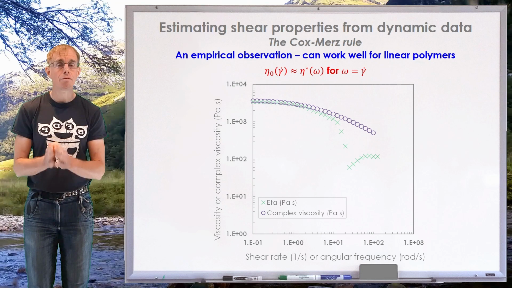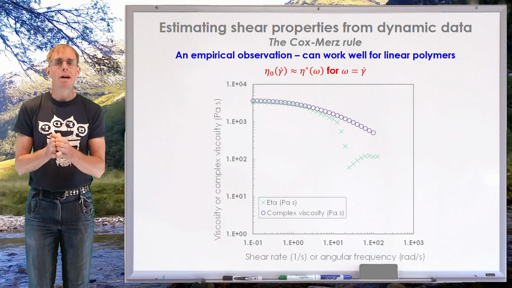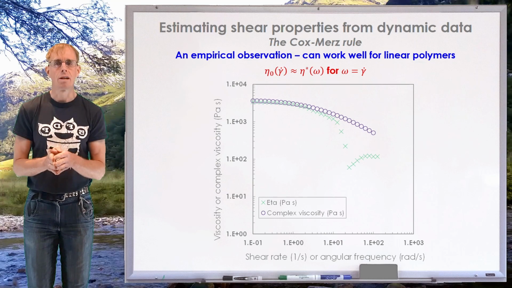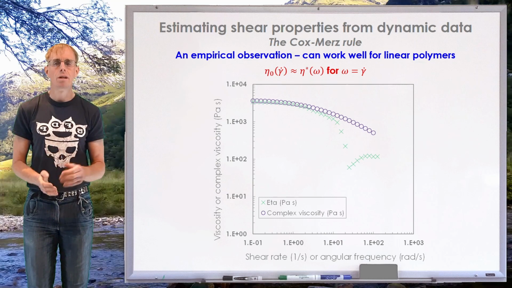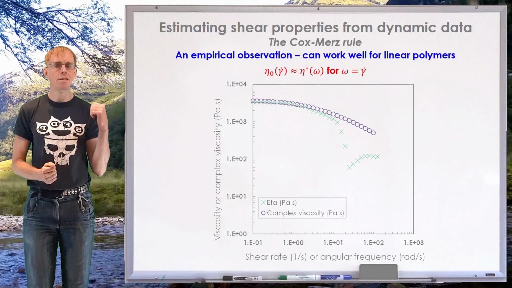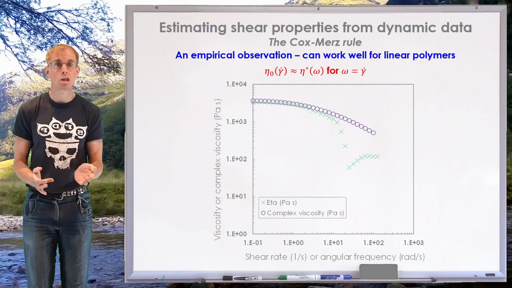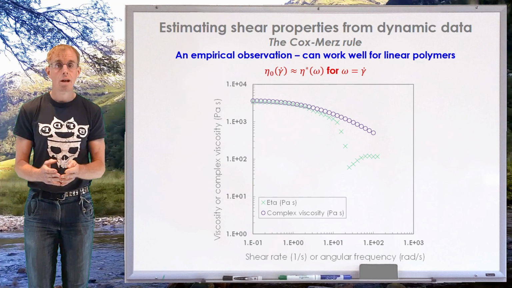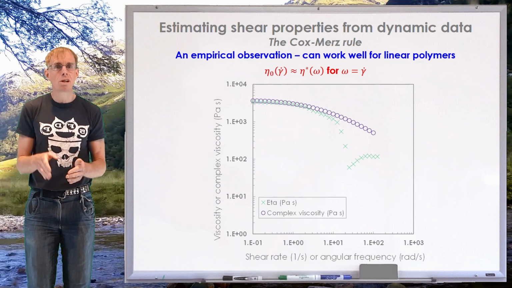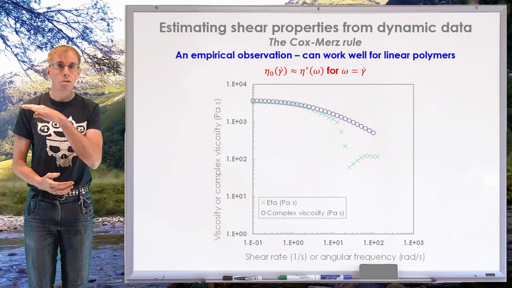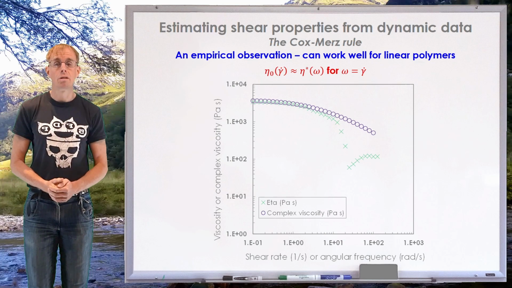Let's say I'm looking at 10 radians a second. That would infer the steady shear viscosity at 10 reciprocal second shear rate. And so we can see the complex viscosity data there at low shear rate and at low angular frequency overlay the steady shear viscosity, which is great. And then when we start to get those deviations in steady shear viscosity due to sample containment problems, our complex viscosity data keeps going quite nicely.